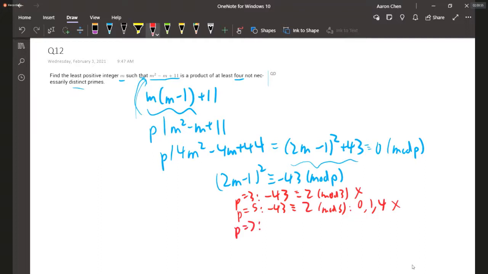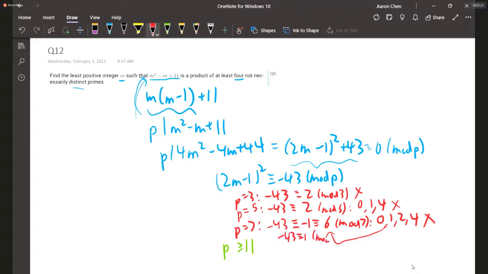And when p equals 7, you have that negative 43 is congruent to negative 1 or 6 mod 7. And in mod 7, perfect squares can either be 0, 1, 2, or 4. And neither of these is 6, so this case also fails. So p must be at least 11. And if you test 11, negative 43 is congruent to 1 mod 11, which is clearly a quadratic residue.